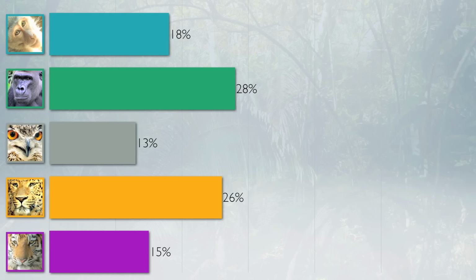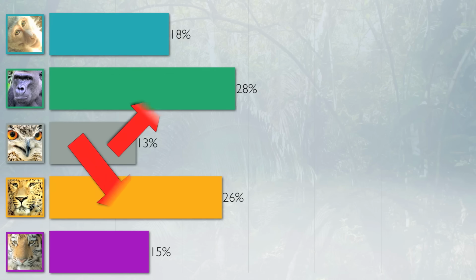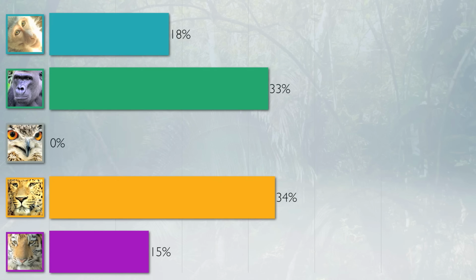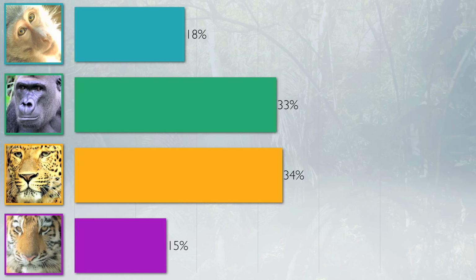Both Gorilla and Leopard know this, so they each run negative campaigns to capitalize on the fears of the centrists. Owl voters split their vote and are mostly voting against the candidate they dislike rather than supporting the candidate they do like. After this election, Gorilla gets 33% of the vote and Leopard gets 34%, making her the winner. Owl, as did Turtle and Snake before her, drops out of the race. In the last election we'll look at, Monkey and Tiger voters are unhappy.